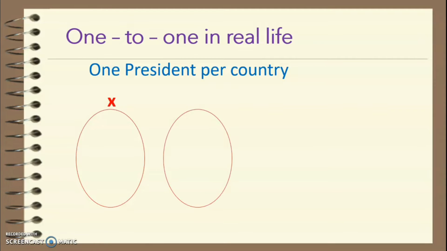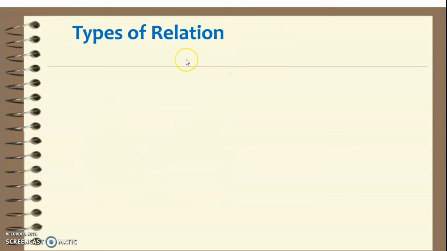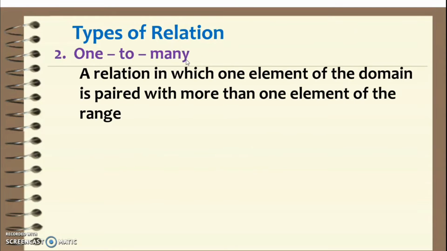Okay? We have Duterte, Trudeau, and Biden. So, si Duterte ay presidente ng Philippines. Trudeau is presidente ng Canada. Then, Biden is a president of America. So, walang nagkapareho. Ito yung tinatawag na 1-to-1 in real life. 1-to-1 relation, sorry.